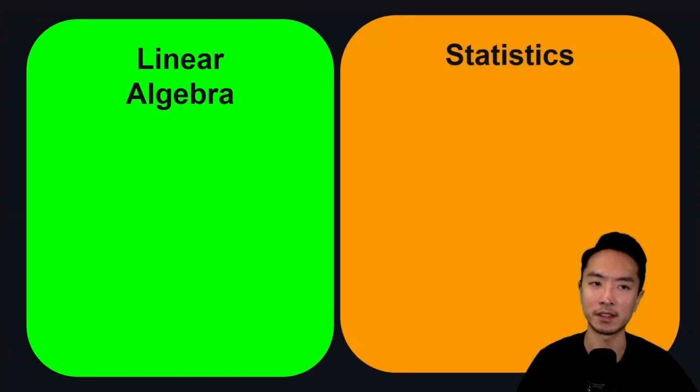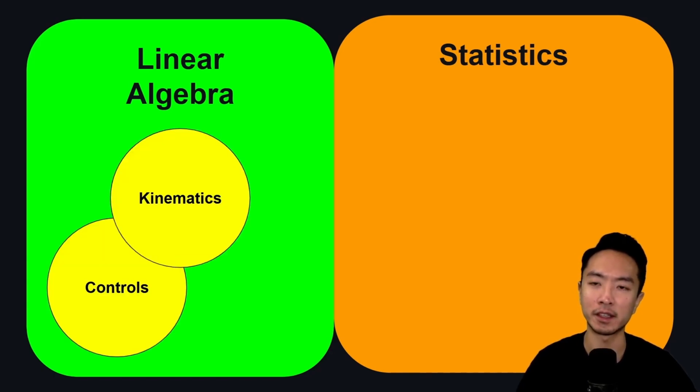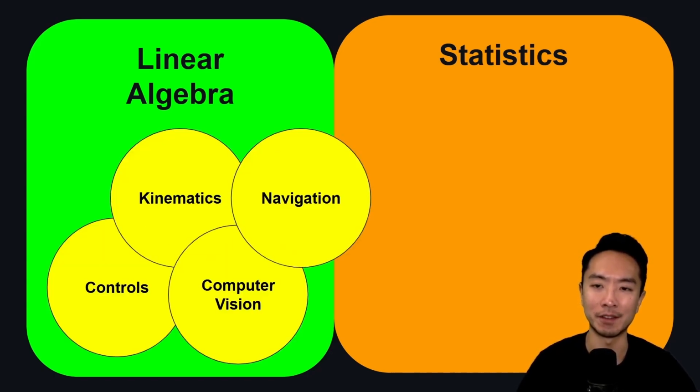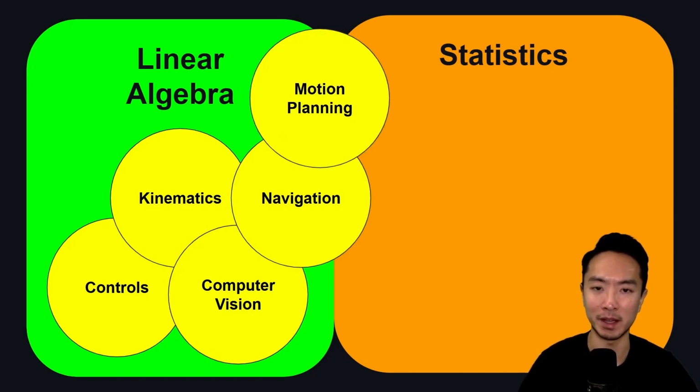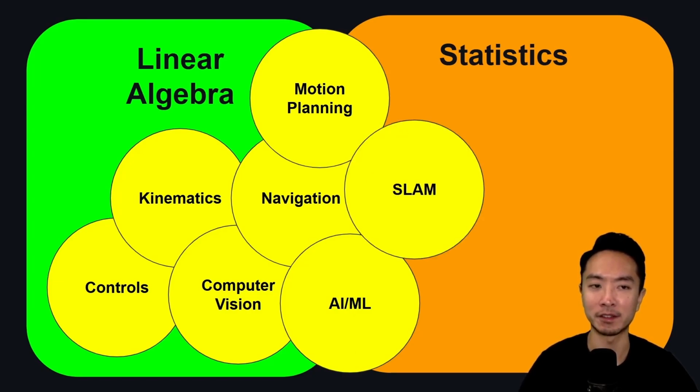So there's 2 areas of math that's important for robotics. You have linear algebra and you have statistics. So depending on which field you're in, you may use one more than the other. So for things like controls, kinematics, and computer vision, it's going to be mostly linear algebra. Navigation is going to be mostly linear algebra, some statistics. Motion planning, a little bit of both. AI, a little bit of both. And you have SLAM, which is going to be mostly statistics.